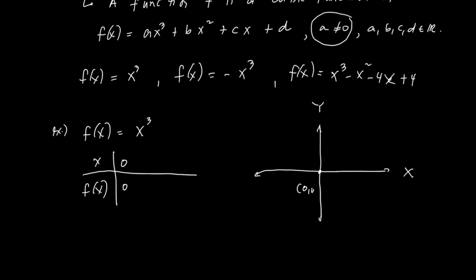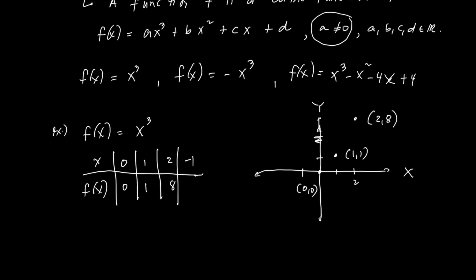So we have an ordered pair which is 0, 0. Now when x is 1, our f of x is 1, so this point here is 1, 1. Now when x is 2, our f of x, assuming, is 8. So that's 2, 8. Okay, how about on the other side of the origin, which is the left side?